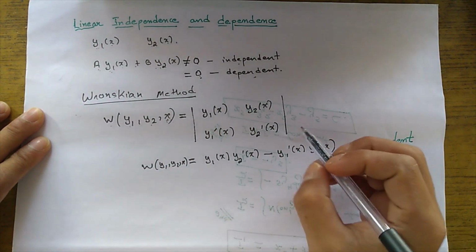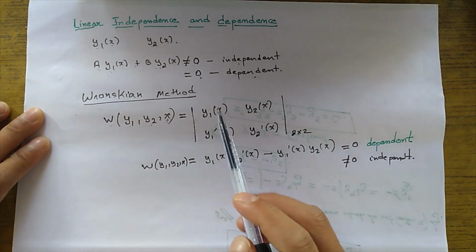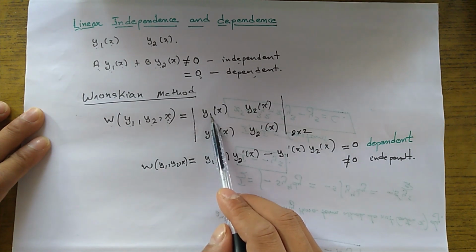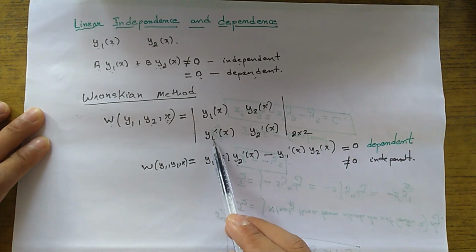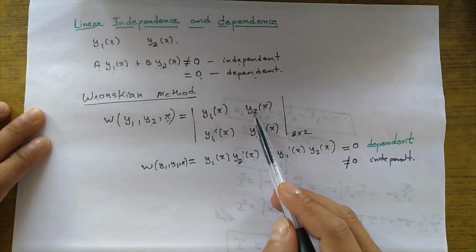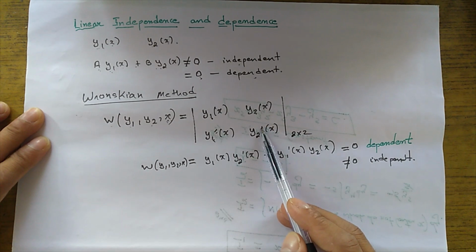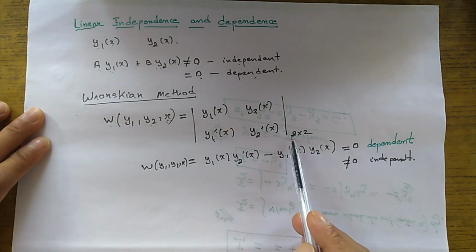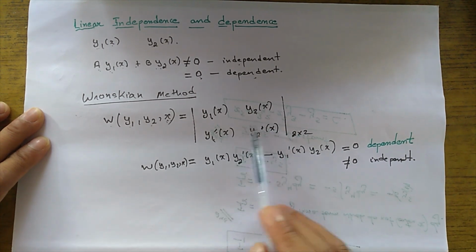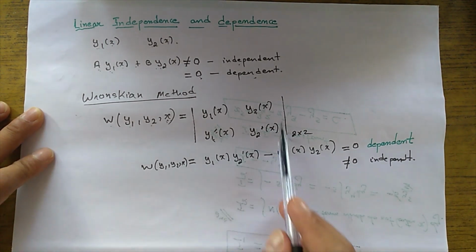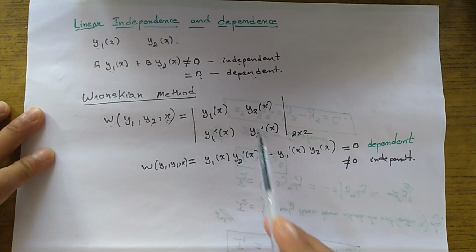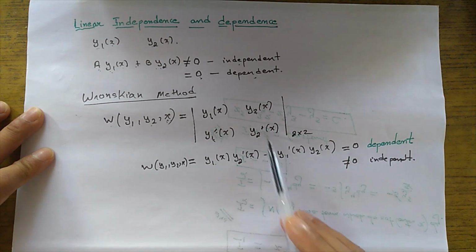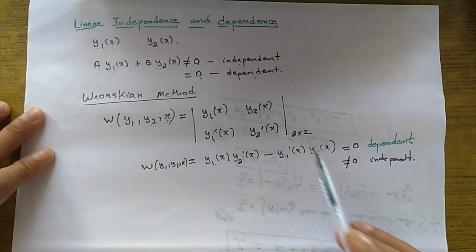Now we have a 2 by 2 matrix. This is the first function y1(x), and this is the first order derivative of y1. Here we have y2, and the dash stands for the first order derivative of y2. We need to find the determinant of this matrix, so we write it as y1 of x and y2 prime of x minus y1 prime of x and y2 of x.